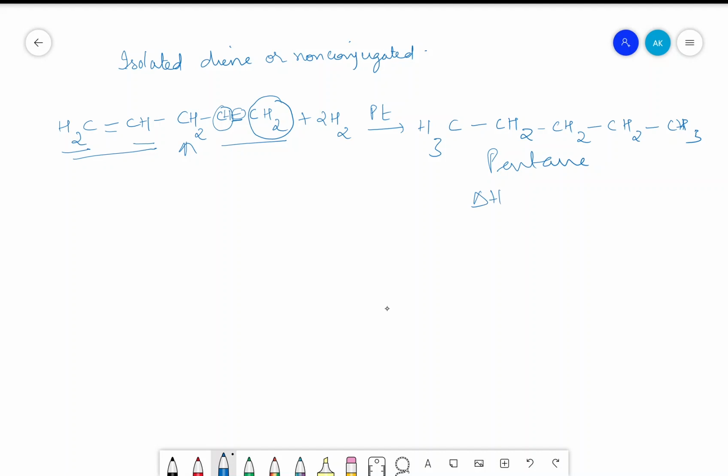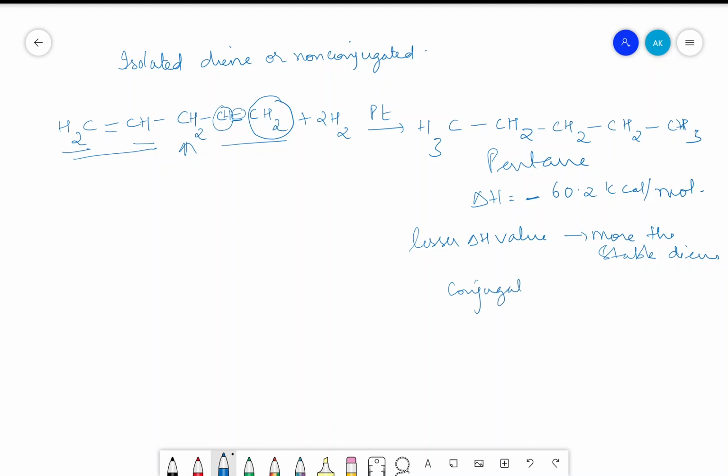We get a delta H value here as well, and we have a negative value because energy is released, and we have a value of 60.2 kilocalories per mole. Previously we got 54.1 for conjugated, here we got 60.2. So in these two, conjugated and non-conjugated, conjugated is more stable because it has a lesser delta H value. The lesser the delta H value, the more stable the diene. In this case, the conjugated diene is more stable than the isolated or non-conjugated diene.